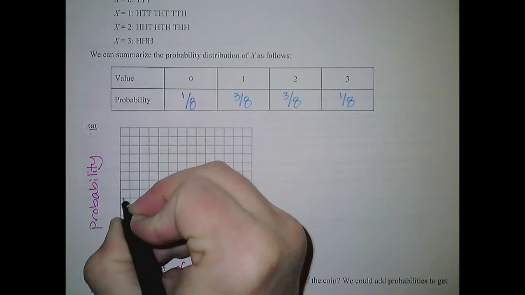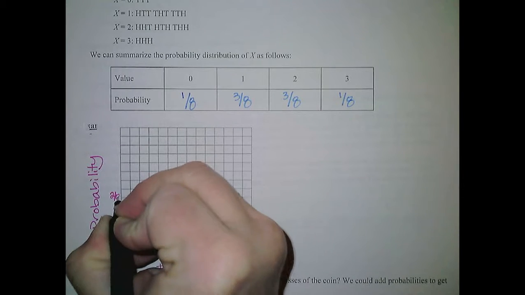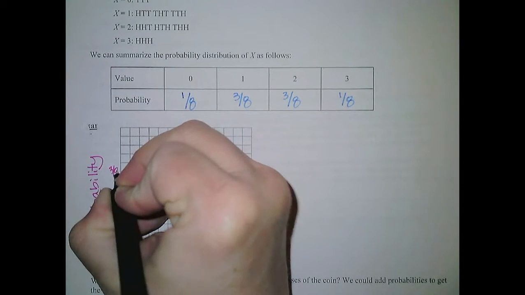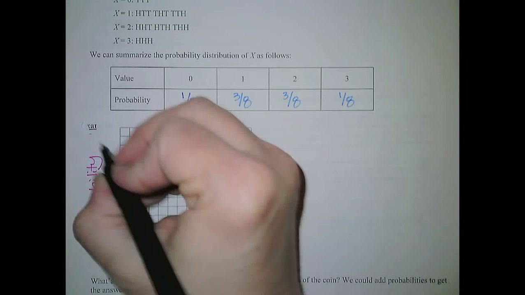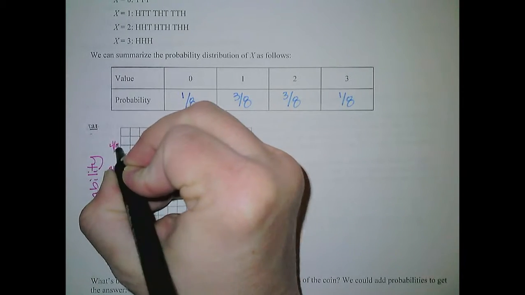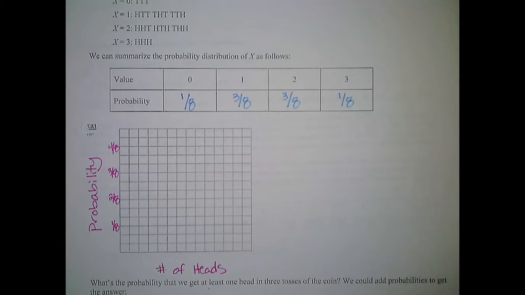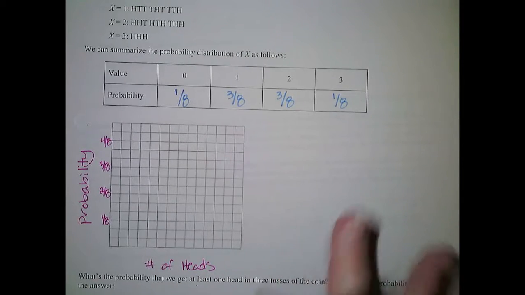If I go 3 more, then we're at 2/8 or 1/4. If I go 3 more, then we're at 3/8. If I go 3 more, then we are at 4/8 or 1/2. And that's good enough since our largest probability is 3/8. Then my outcomes for heads are 0, 1, 2, or 3. I'm going to make each of those bar widths 3 so that I fill as much space as possible.